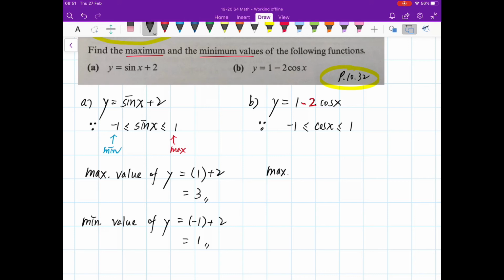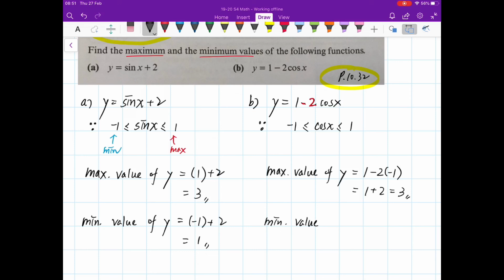So when we want to find the maximum value of y, this time 1 minus 2, what should we put in the bracket? If we put a positive number, it will become 1 minus something. So therefore, we have to put a negative number, so that the negative will become positive, so that we can add the numbers up. So 1 plus 2, and it will give you 3.